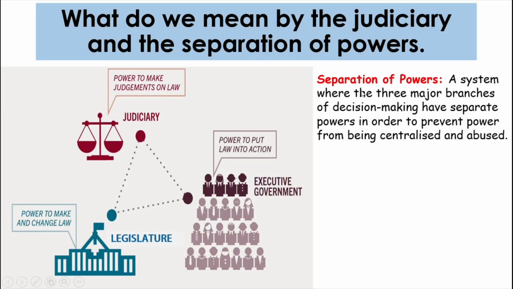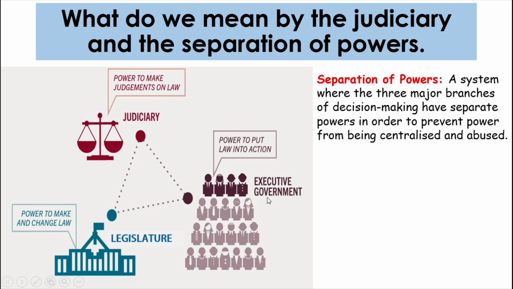The separation of powers is a system where the three major branches of decision-making have separate powers in order to prevent power from being centralised and abused. Powers are separated into three bodies: the judiciary, the legislature, and the executive. The legislature refers to Parliament, so that's all 650 MPs that make up Parliament, representing all the constituencies in the UK, as well as the House of Lords, and obviously the role of the monarchy for more ceremonial reasons.